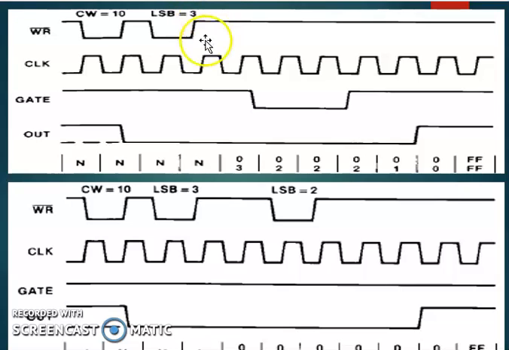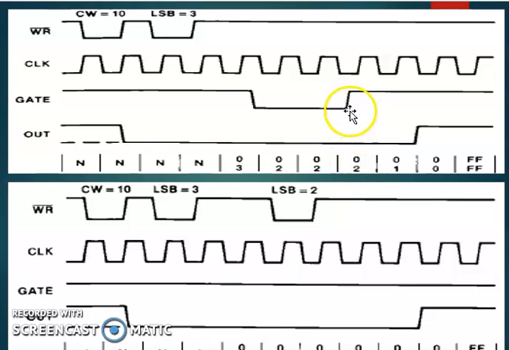Now here once the count value is loaded, it has started the counting from 3, but when its count was going on and it was decrementing, in between the gate became low. The gate should remain high, but here it has become low. So if your gate input becomes low in between, the count value is kept as it is. It is retained as it is until and unless your gate input becomes high again.